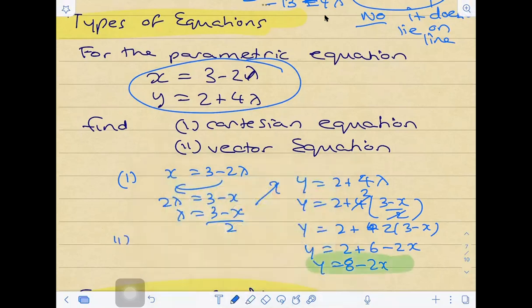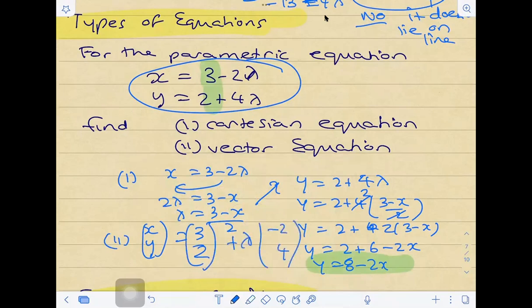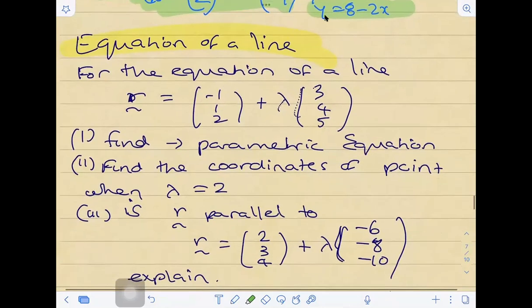Okay, part 2, the vector equation. So that would be (x, y) equals, your point would be (3, 2). So that's the first point there. Plus, factorize out lambda, (-2, 4). And that would be your vector equation.